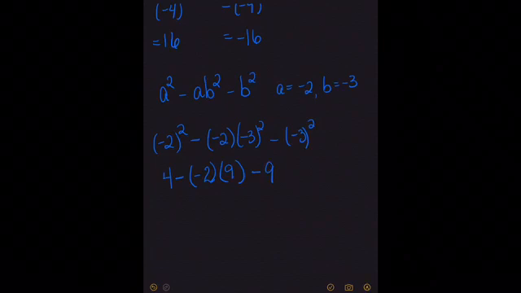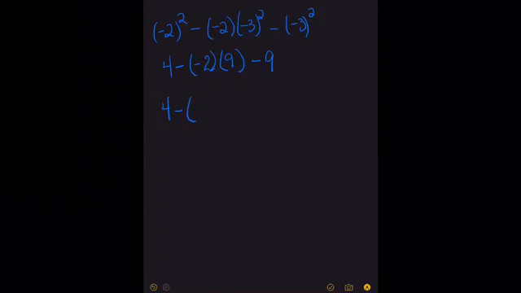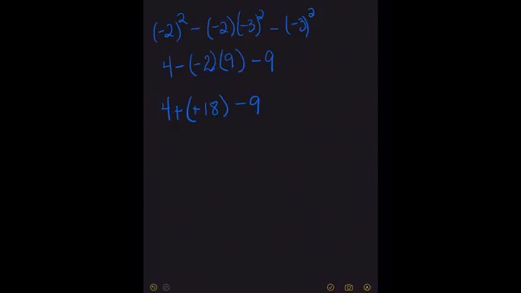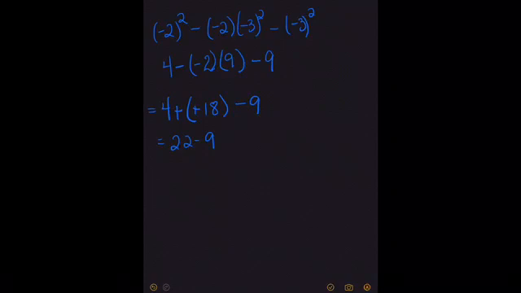So now we can do the multiplication in the middle. Remember, we need to get that multiplication done before we add or subtract. So we'll rewrite everything else. 4 minus, well, -2 times 9 is -18 minus 9. Now we can resolve our double negative and cross it and make it positive, because it's the opposite of -18, which is +18. So now we have 4 plus 18, which is 22, minus 9. Well, 22 minus 10 would be 12, so we know it's going to be 13.